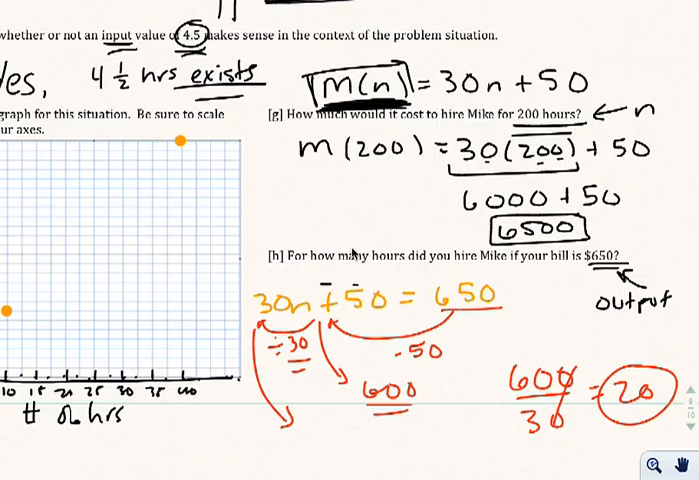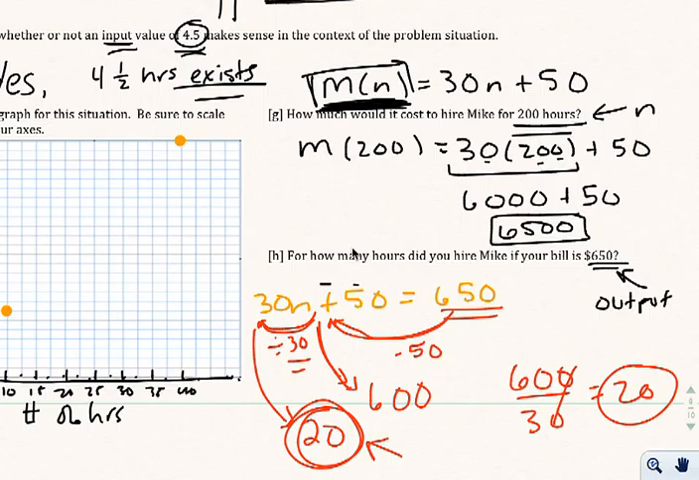So if I take 650, subtract 50, I'll end up at 600. So I'm just working backwards here. And then instead of multiplying by 30, if I divide by 30, I'll end up at 20. Okay, so the answer is going to be 20 hours of tutoring.